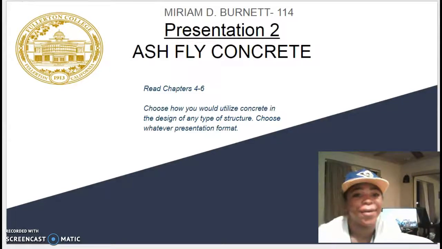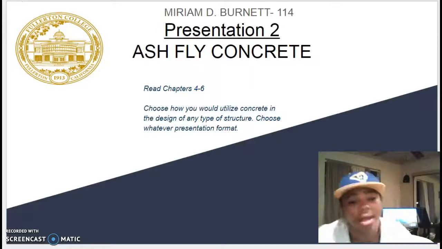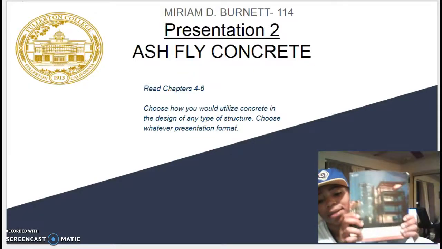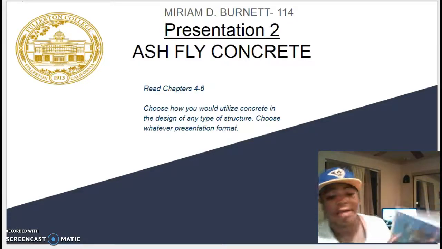It's 10:04 and it's been a long day, but nevertheless, we're reading chapters 4 through 6 out of one of my favorite books so far. Materials. Yeah, for this class.